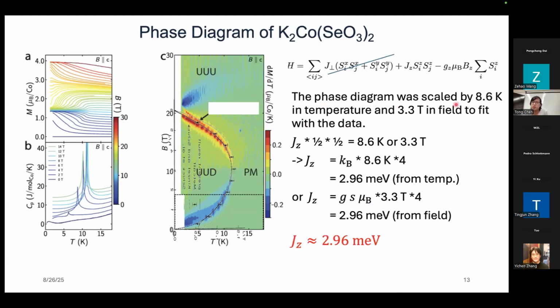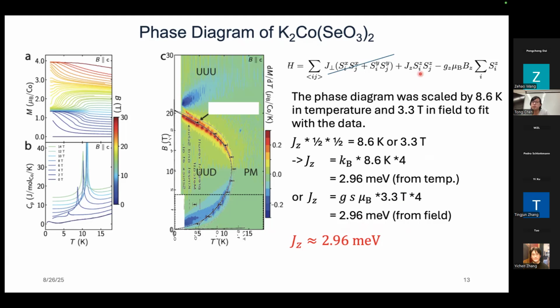Interestingly, we find that the phase diagram can be scaled by 8.6 Kelvin in temperature or 3.3 Tesla in field to fit the measured data. From kB T times 4, which is from the spin half degree of freedom, we can estimate the exchange about 3 meV from temperature, just using kB times this 8.6. We can also convert this 3.3 Tesla scale to exchange using g_s mu_B times 4, which is again from the spin half degree of freedom, and we again have around 3 meV.